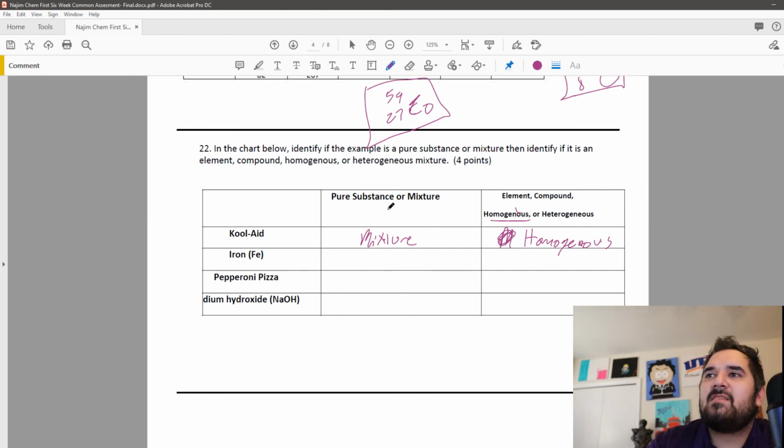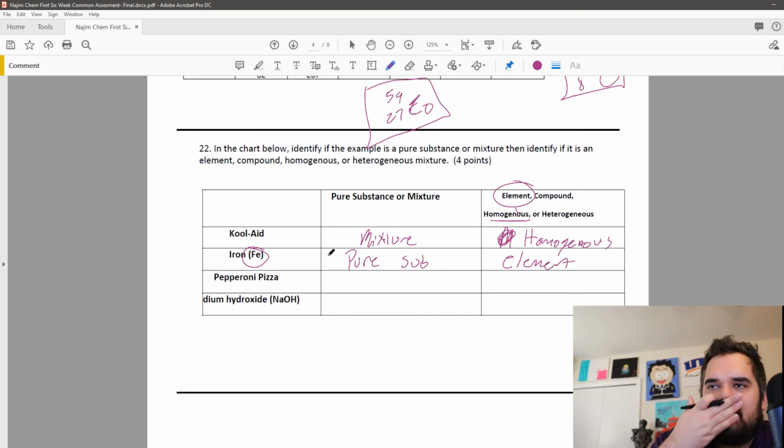All right, next one we have is iron. So iron, we know that's a pure substance. And to identify whether it's an element or a compound, here it already gives you Fe. Fe is the chemical symbol for it on the periodic table. So if it's on the periodic table, then it's an element. If it's not on the periodic table, if it's a combination of things on the periodic table, then it's a compound. So iron is going to be an element.